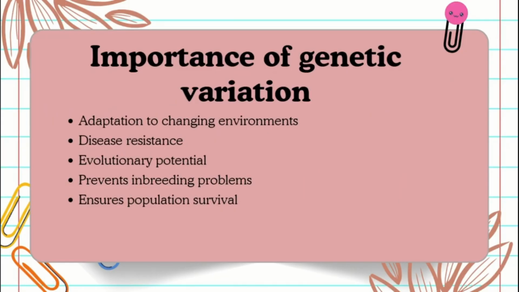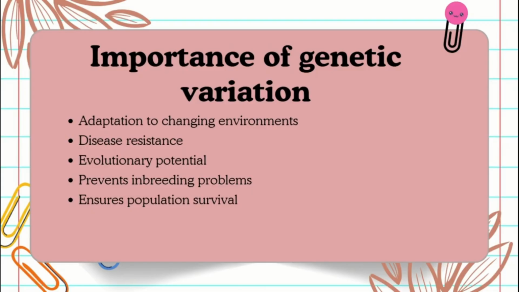So, what's the importance? Why do we need all of this variation? Why do we need all these differences? What's the purpose behind all of this, basically? So, it's very important to adapt to changing environments. It's important for disease resistance. It's important for evolutionary potential. It prevents inbreeding problems, and it ensures population survival.